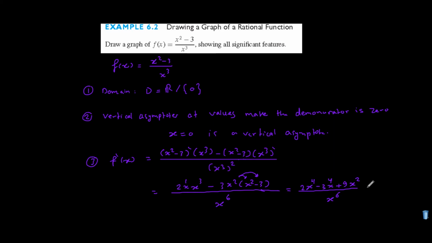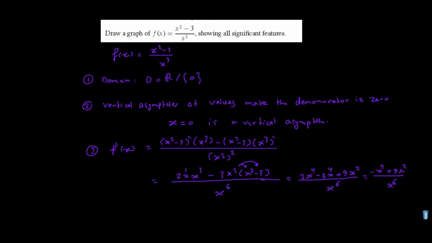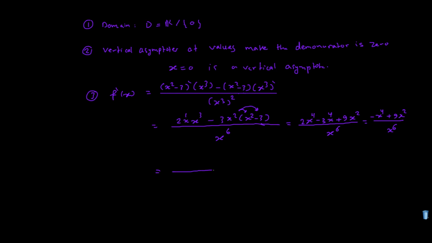That gives 2x to the power 4 minus 3x to the power 4, which is negative x to the power 4, plus 9x squared, over x to the power 6. Maybe do simplification here. Take x squared as a common factor: negative x squared plus 9 over x to the power 6. We can cancel x squared from the denominator to get 9 minus x squared over x to the power 4. This is f prime of x.